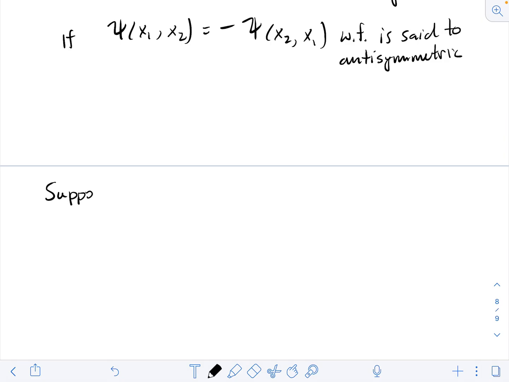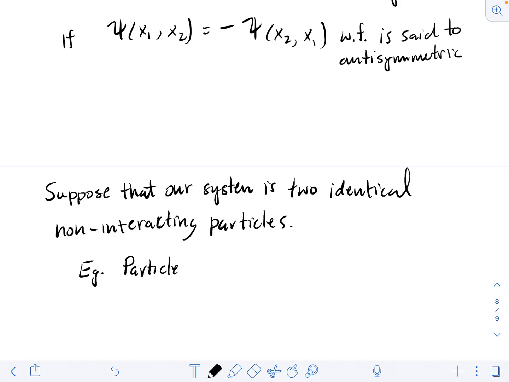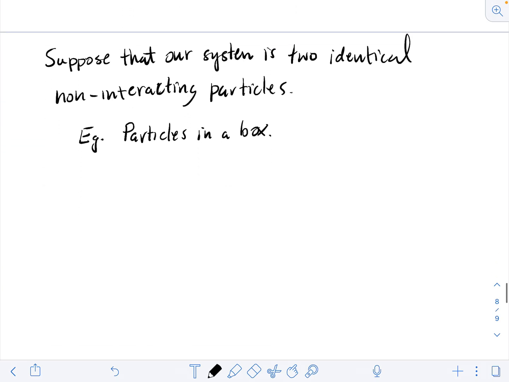Okay. All right. So let's keep going, and let's suppose that our system is two identical and non-interacting particles. So non-interacting means there's no potential energy between them. And so, for example, this might be a pair of particles in a box, or a 1D infinite well, or something like that.